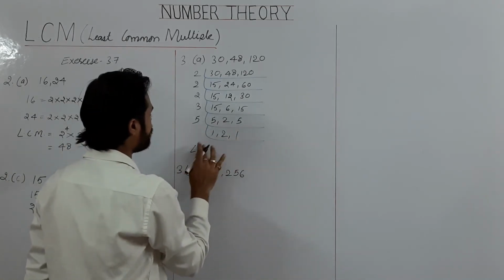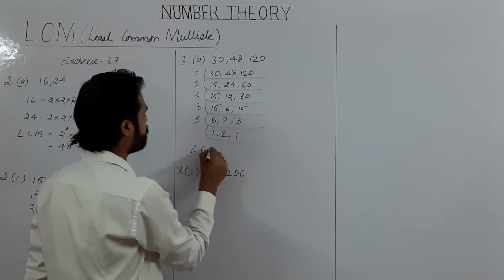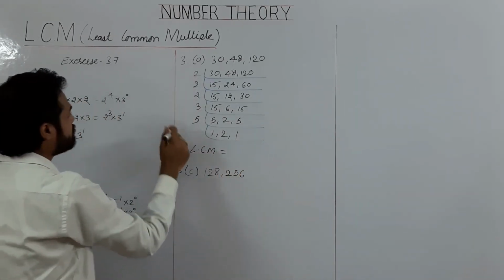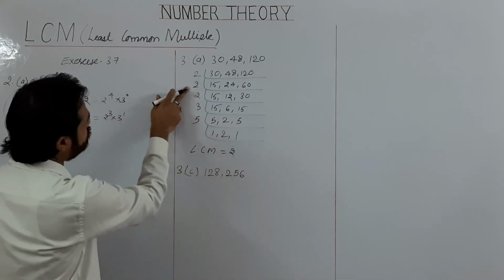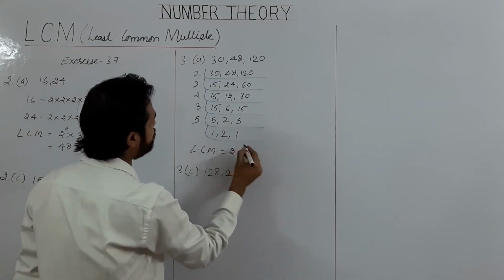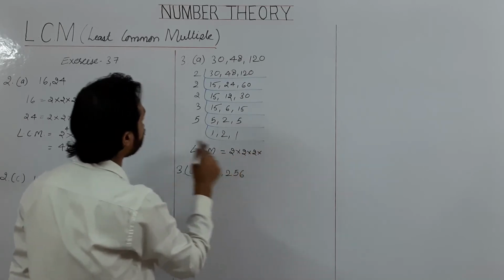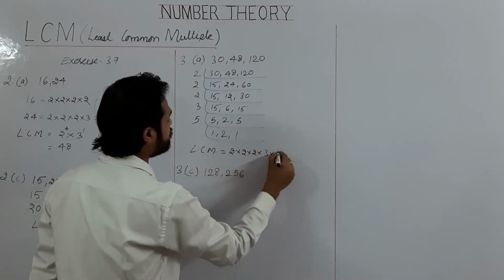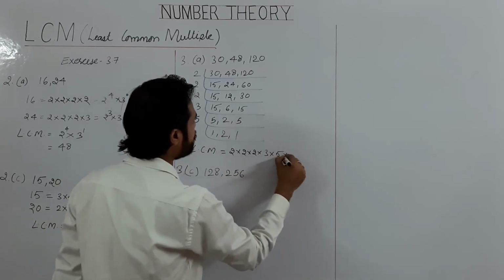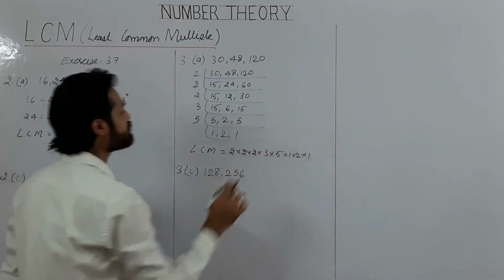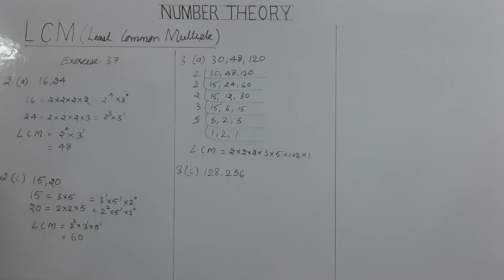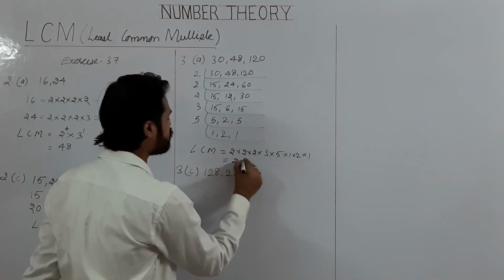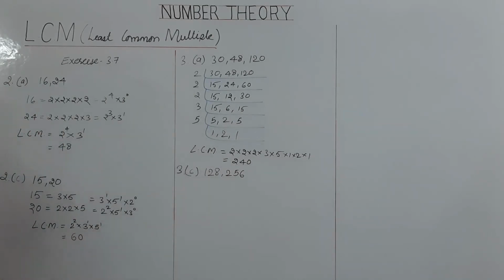Now LCM is the product of all divisions, 2 into 2 into 2, or 2 to the power of 3. Just write 2 into 2 into 2 into 3 into 5 into 1 into 2 into 1. The answer is 240. Right. So the LCM of 30, 48 and 120 is 240.